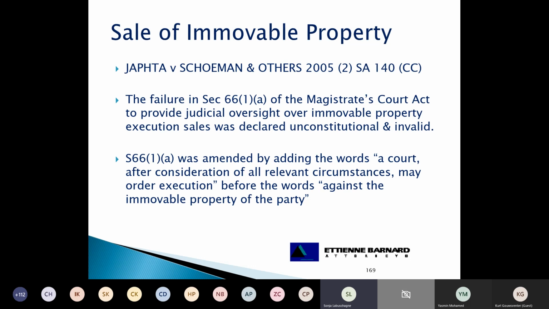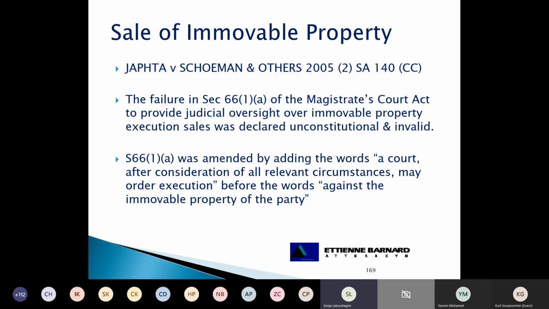I want to concentrate on the sale of immovable property because there's been a lot of litigation with regard to it. There's been a lot of development with regard to it. And there's quite an involved procedure of what you need to do to get a warrant of execution. Previously, and by previously I mean pre-2005, if you had judgment and you've done a warrant of execution against movables and there wasn't enough movables, you could automatically endorse your warrant and the clerk and the registrar would just sign it, and then you would be able to attach immovables and proceed with the sale. So you had no extra requirements.